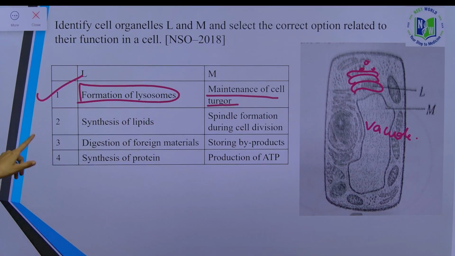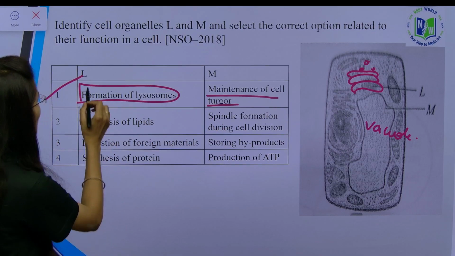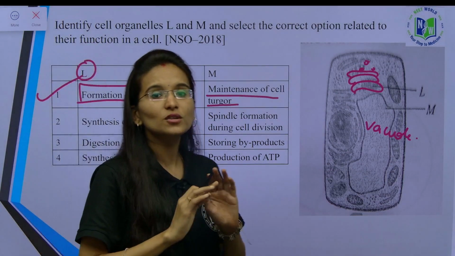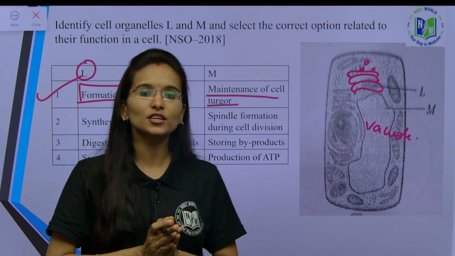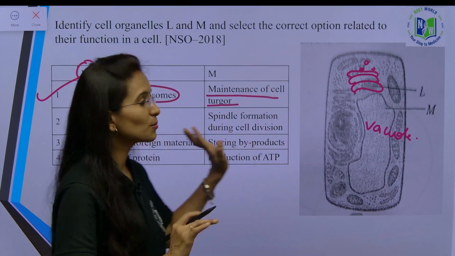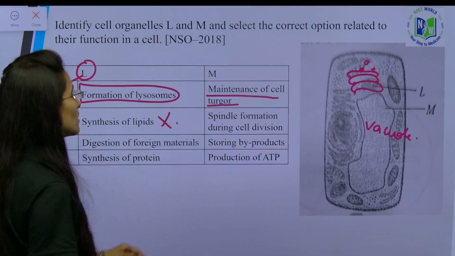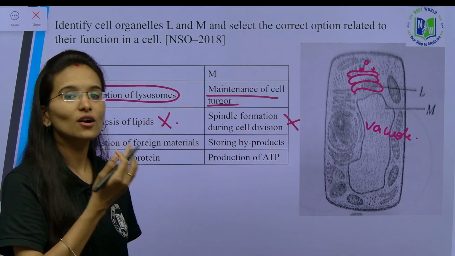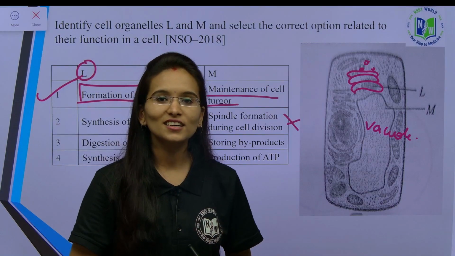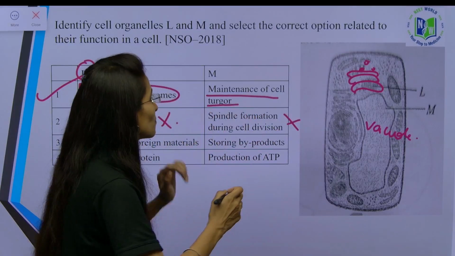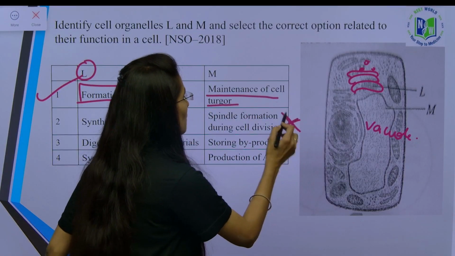Coming towards the second, third and fourth. Option 2, labeling part L, synthesis of lipids. This is absolutely wrong because only smooth endoplasmic reticulum is involved in the synthesis of lipids, but not Golgi bodies. So this is the wrong statement. Spindle formation during cell division, this is also the wrong option. This we are going to study in the cell cycle and cell division chapter of class 11th, okay. Now it is not going to be included, students. So it is the wrong option, yes.